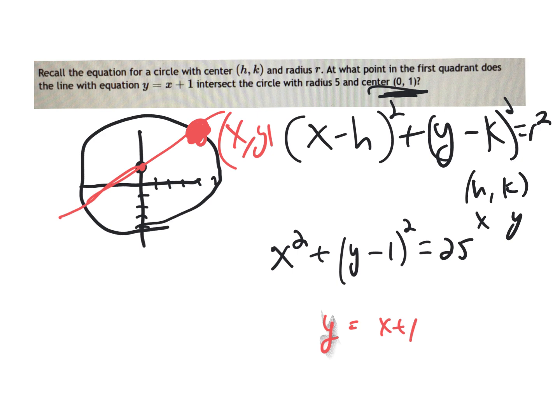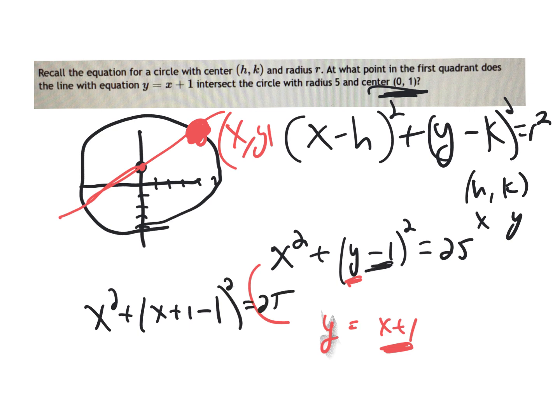So how do we do that? Well, what we're going to do is we've got two equations. And you can certainly throw it in Desmos, but for this kind of question, I think this is worth doing by hand. So I'm going to replace the y with x + 1. So I've got x² + (x + 1 - 1)² = 25, the minus 1 coming from there.